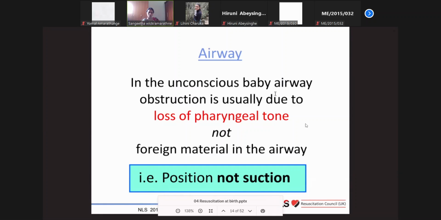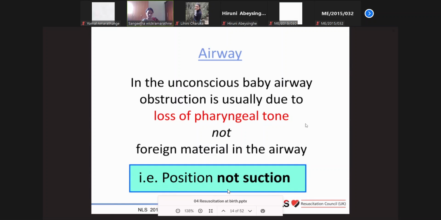In an unconscious baby, airway obstruction is usually due to loss of pharyngeal tone. They are floppy. Their pharyngeal muscle tone is lost, and the tongue will fall back. That is the commonest cause of airway obstruction. That's why when you keep the baby in the neutral position, the tongue will be pushed out, and then you can open the airway. Foreign materials are very unlikely, unless it is an instance like thick meconium aspiration or something.